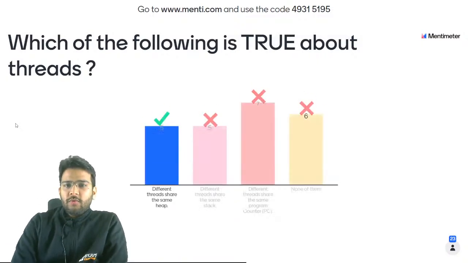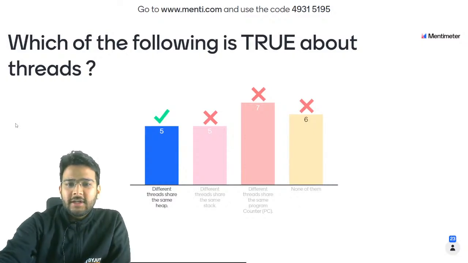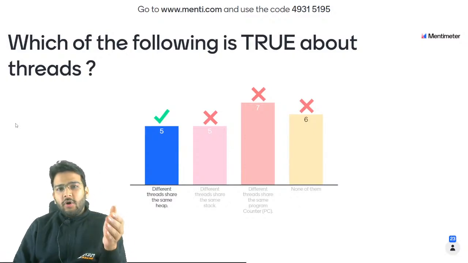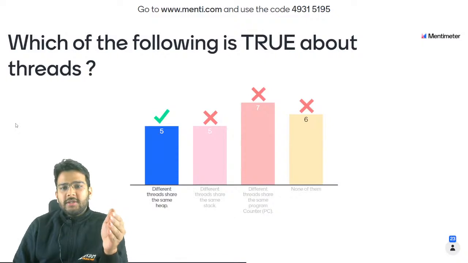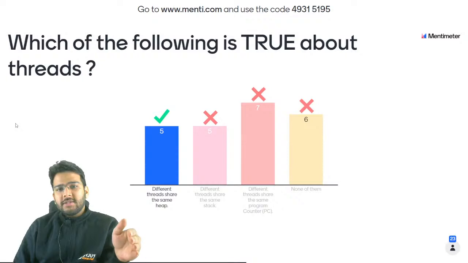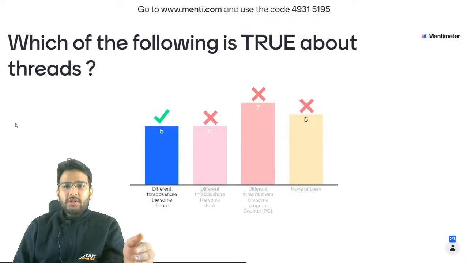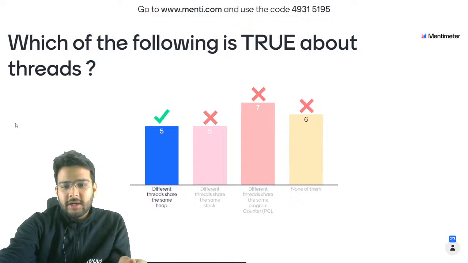Okay, so 5 students have answered this correctly. Guys, if we talk about threads, threads share the same heap, right? Heap is the same for all the threads of a process, but every thread is going to have its own stack, its own program counter, and its own register set. So that's why option A is correct for this question.